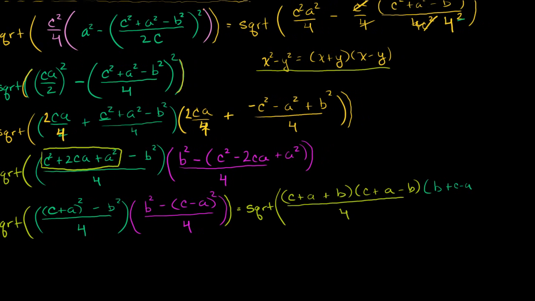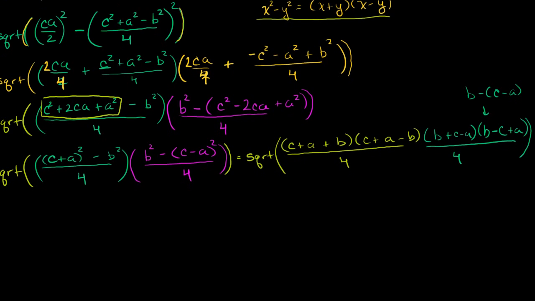So we're going to have b plus c minus a. Let me scroll down to the right a little bit. Times, right, b plus c minus a. Right, that's x plus y times b minus c minus a. Or that's the same thing as b minus c plus a. That's the same thing as b minus c minus a, right? All right, and all of that over 4. Now, I can rewrite this whole expression. I don't want to run out of space.